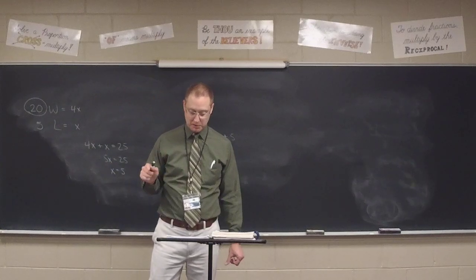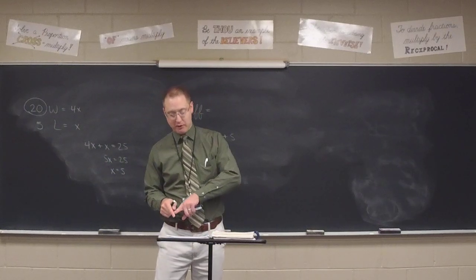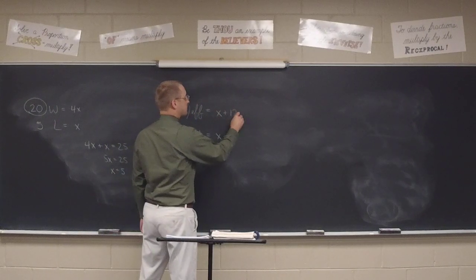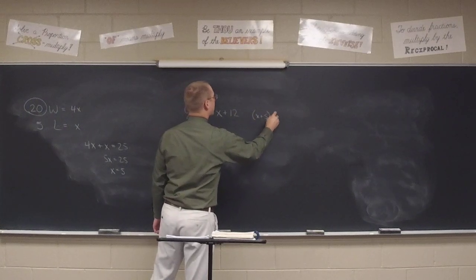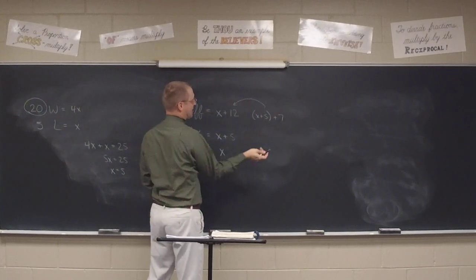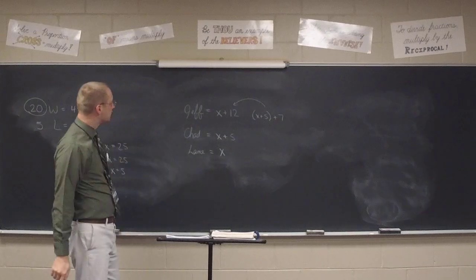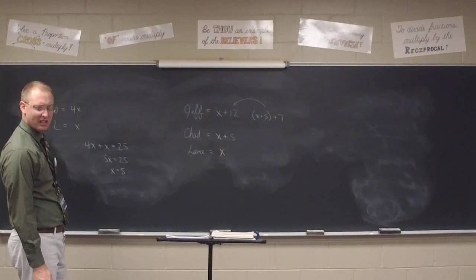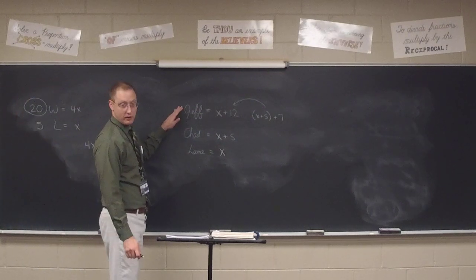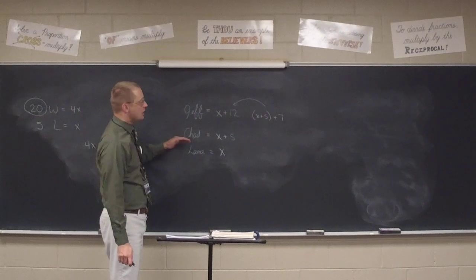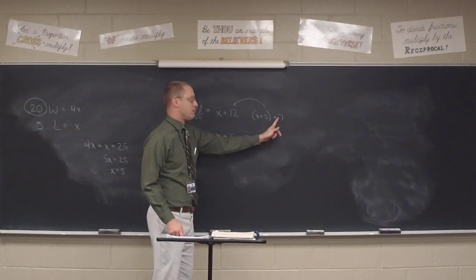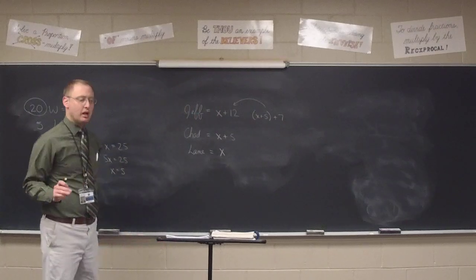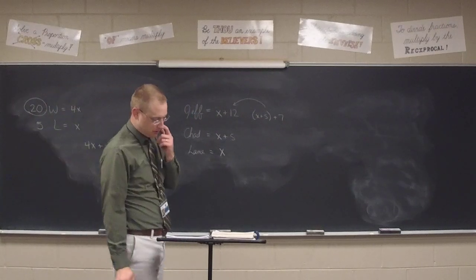So if Chad is x plus 5, and Jeff had 7 more marshmallows, then Jeff would have had x plus 12. You could say x plus 5 plus 7, but that's going to end up becoming x plus 12 anyway. Can you put x plus 7? Jeff had 7 more than Chad. Chad is x plus 5. So Jeff had 7 more than Chad, which is where we get the x plus 12. Does that make sense?